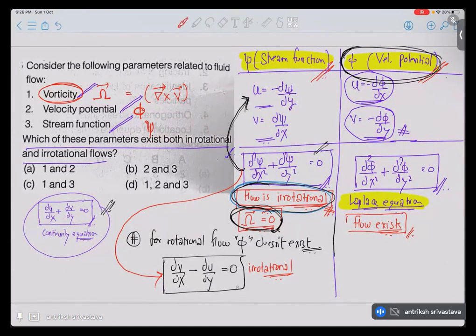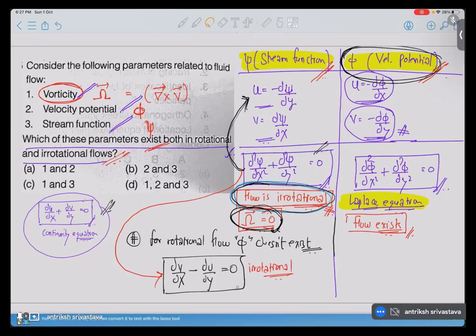Now using this information, let's try to answer the question. What have they asked? Out of the following parameters, which of these exist, non-zero or zero, in both rotational and irrotational flow? So now I am waiting for you guys to answer this question. What do you think is the answer?